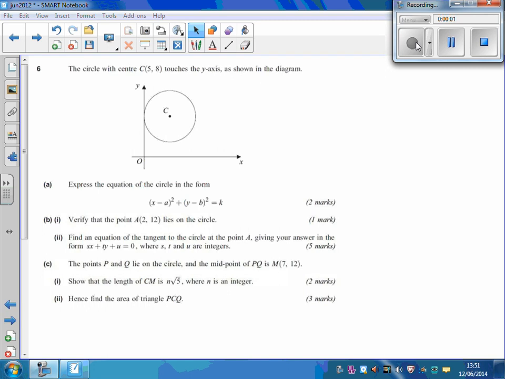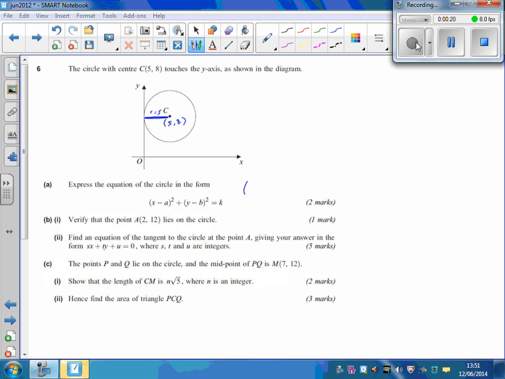June 2012 Core 1 question 6 is our circles. We've been told that this point in the middle, the centre, is (5, 8). We haven't been told what the radius is, but we can see it's the distance from there to there. That's the x distance, so the radius is going to be 5.